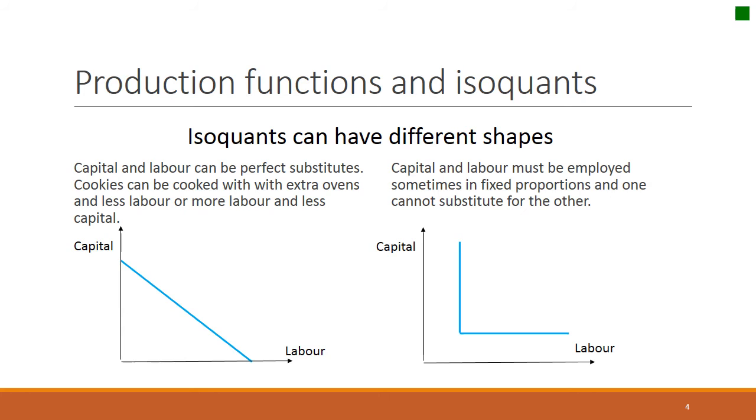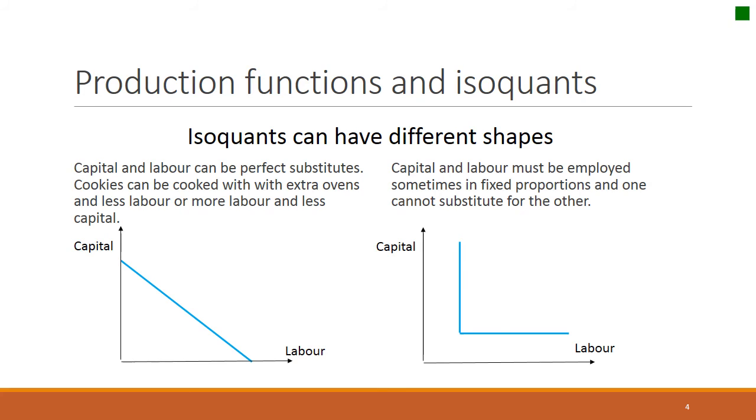What shape do you think the isoquant will be when capital and labor are perfect substitutes? Okay, I'm going to click in about, what do you think, 5 seconds? Okay, 1, 2, 3, 4, 5.